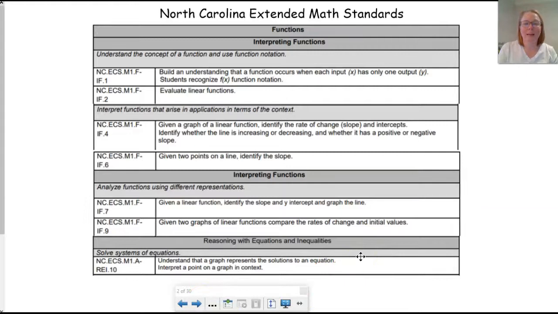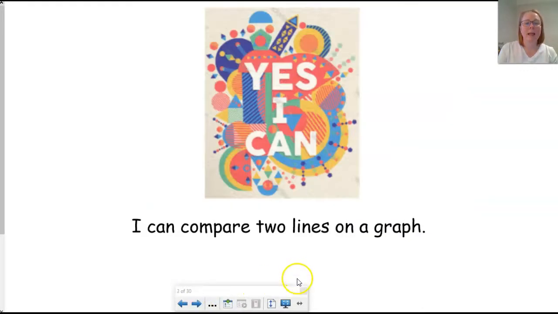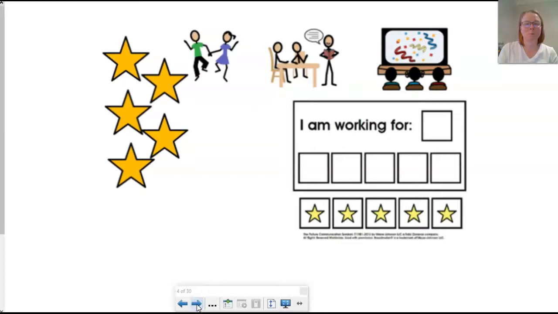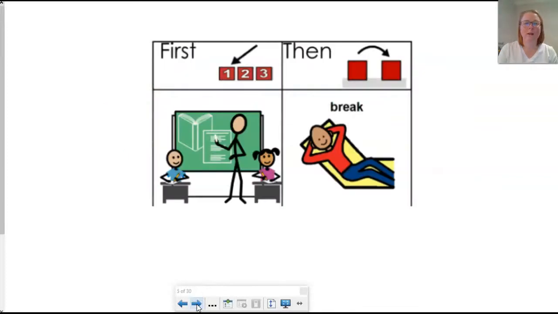Here are the North Carolina Extended Math Standards that we have covered in this unit. And by the end of this lesson, you should be able to say, I can compare two lines on a graph. So what are you working for today? First, we're going to do our lesson and activities, then we'll take a break.